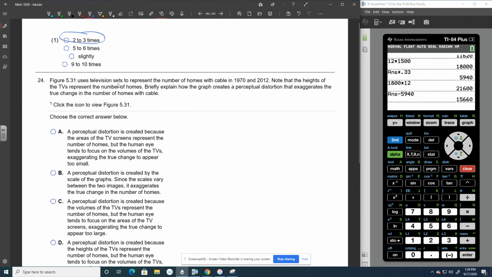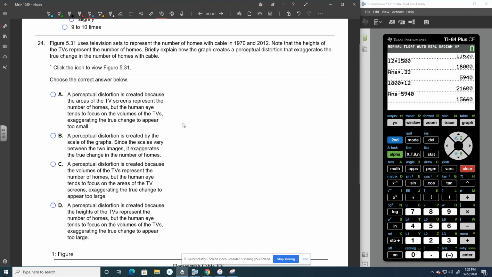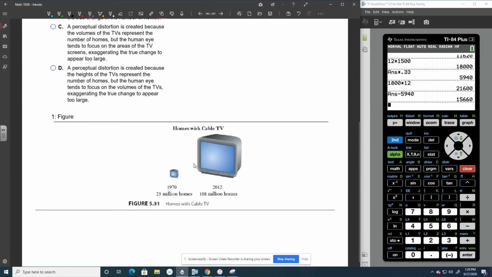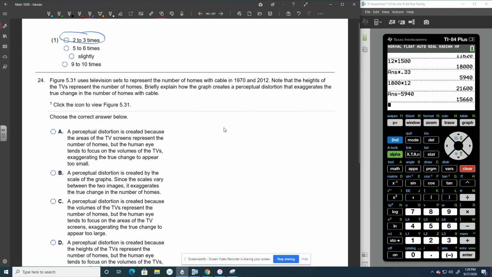the range there. Figure 5.31 uses a TV set to represent the number of homes with cable. Note that the heights of the TV represent the number of homes. So this is going to be a perceptual distortion, because the height is going to change, but it's also going to change the width and the dimensions in 3D. So you're actually getting a three-dimensional, if not that, at least a two-dimensional perceptual distortion.